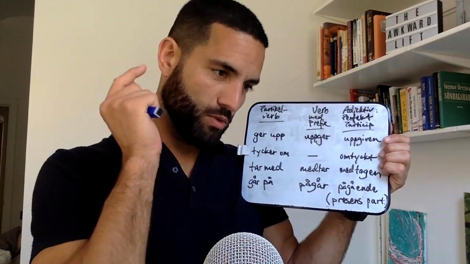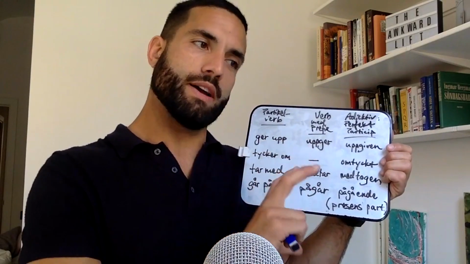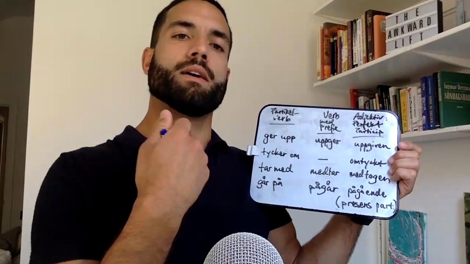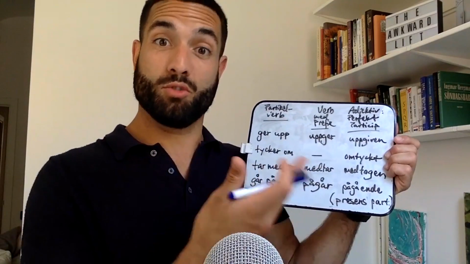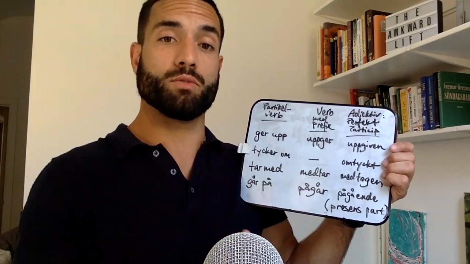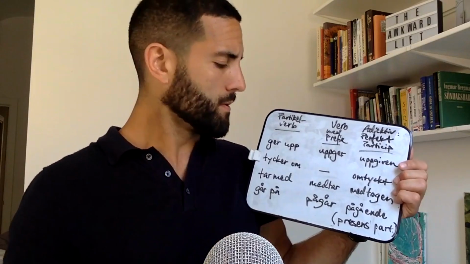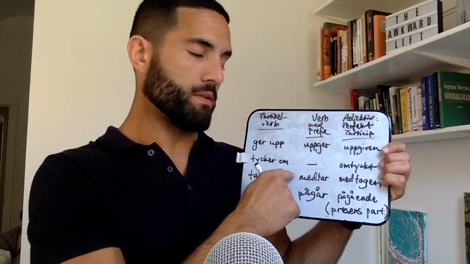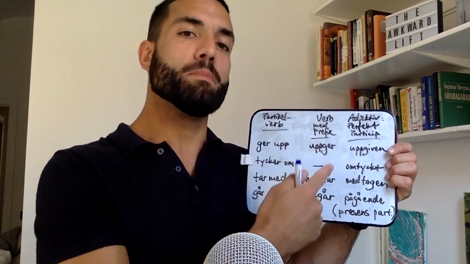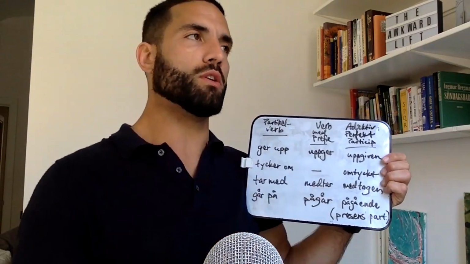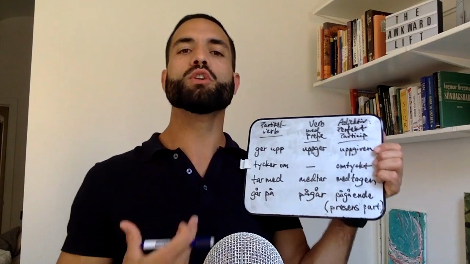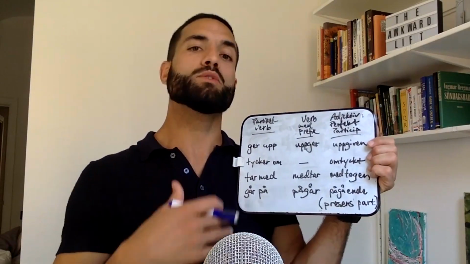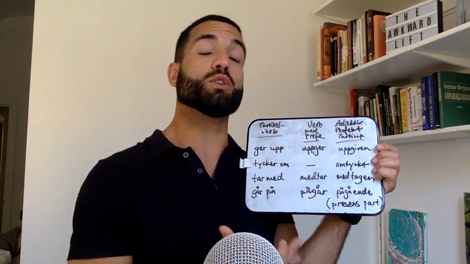So look at that. Try to give it two different meanings, translate it in two different ways into your language, and find out if it's a particle verb or not. Okay? Tycker om. Tycker om. Ge upp. So if you say tycker om, if you say, what do you think about this? Vad tycker du om det här? What do you think about this? Vad tycker du om det här?